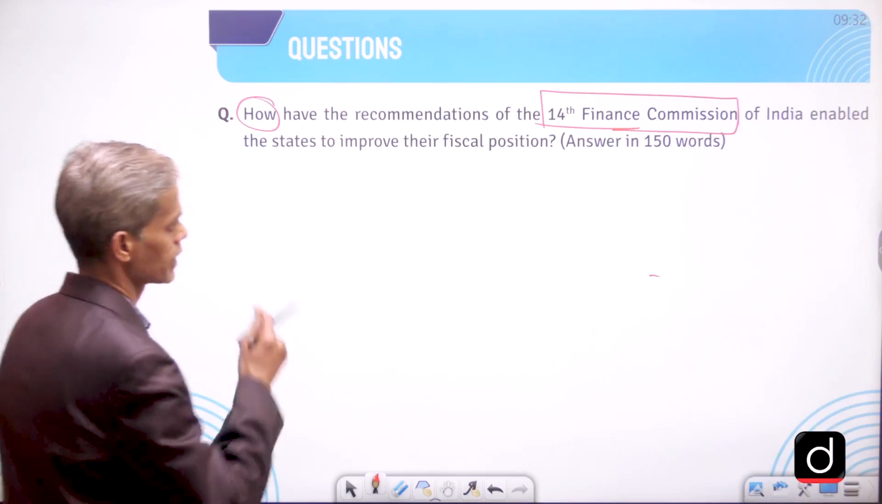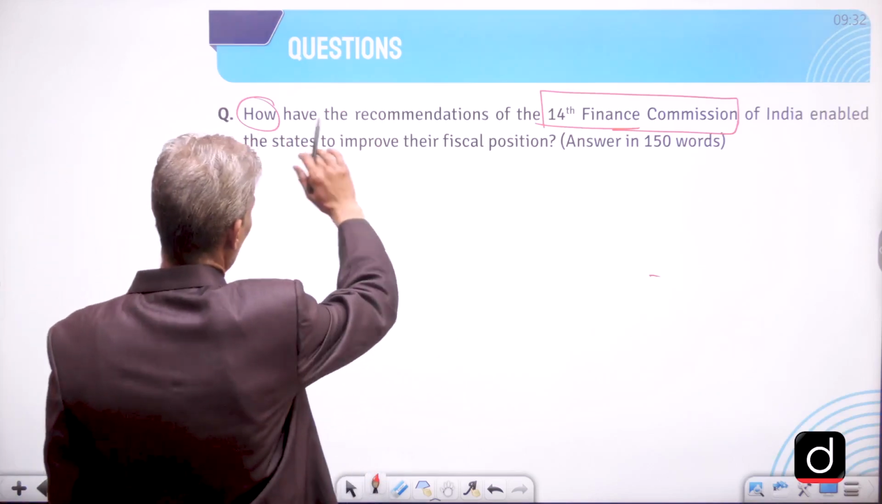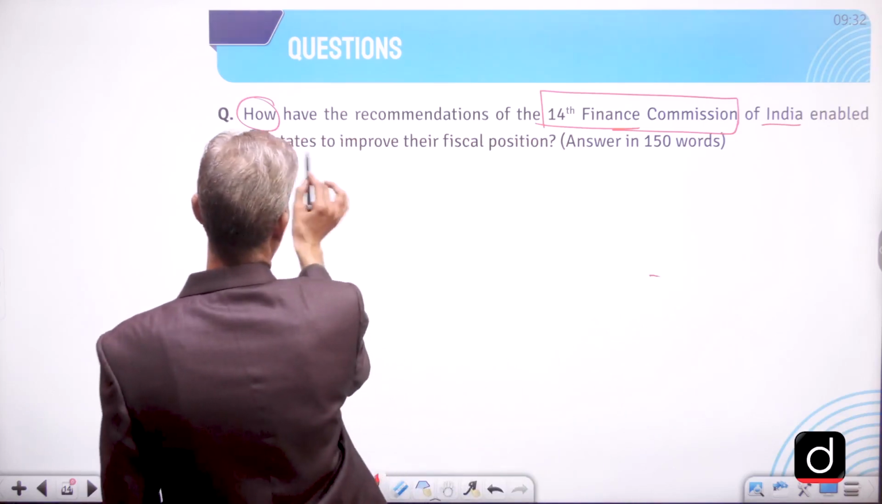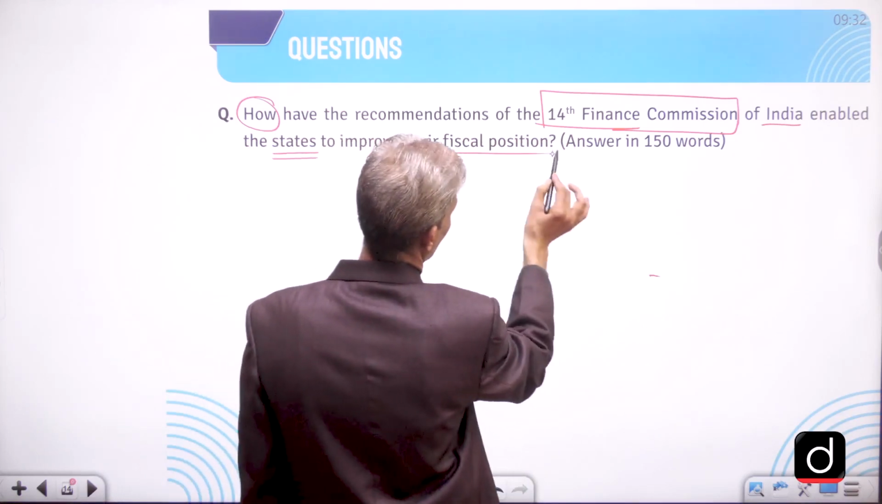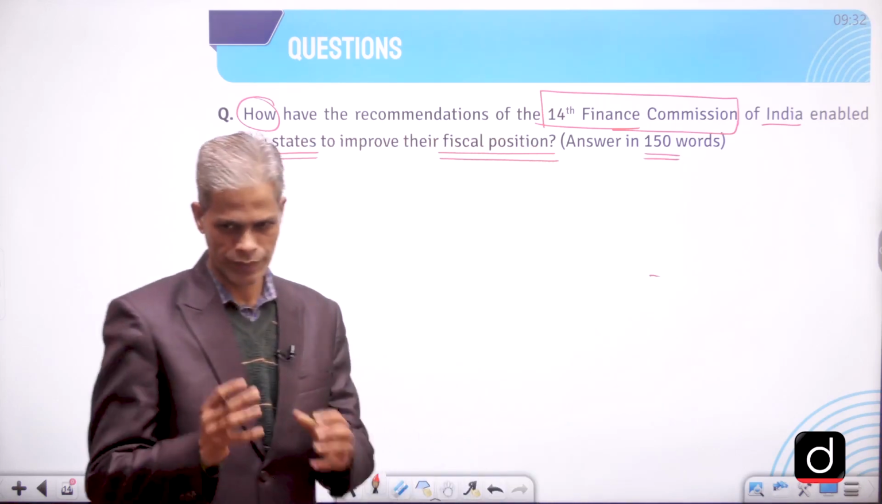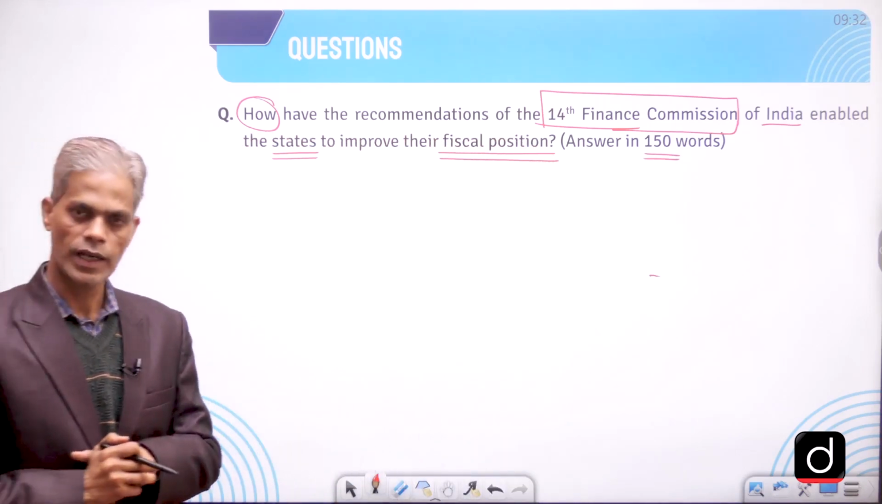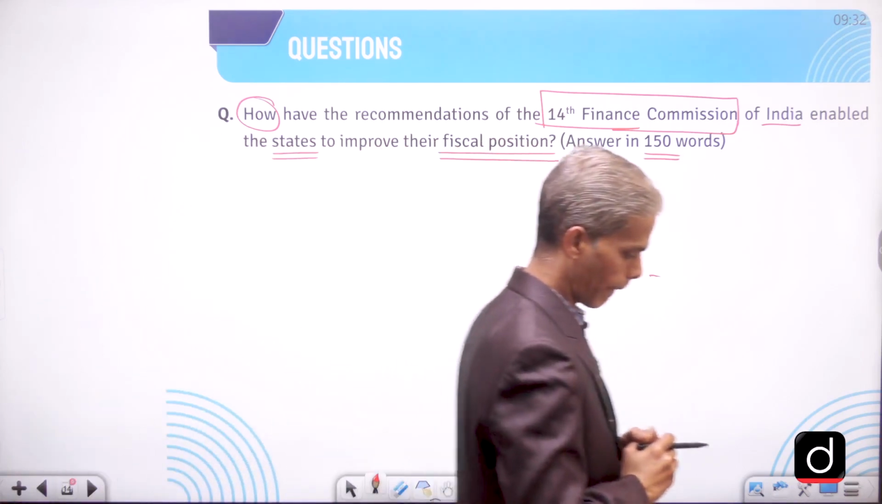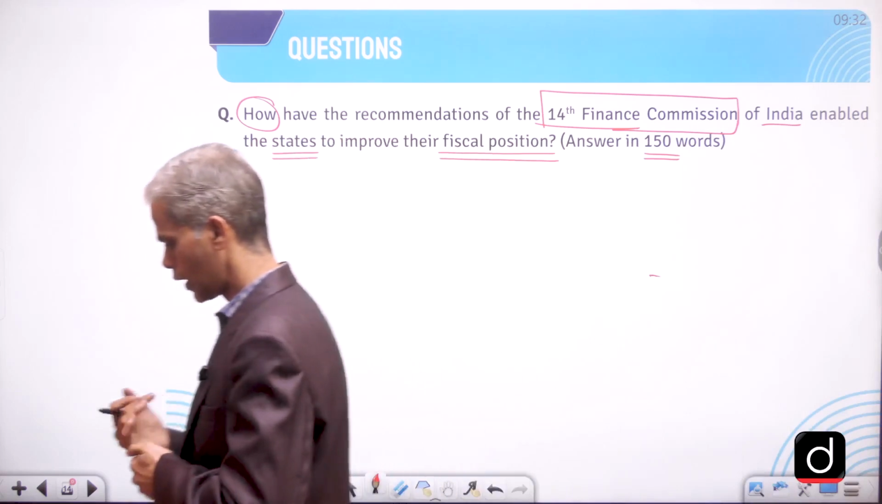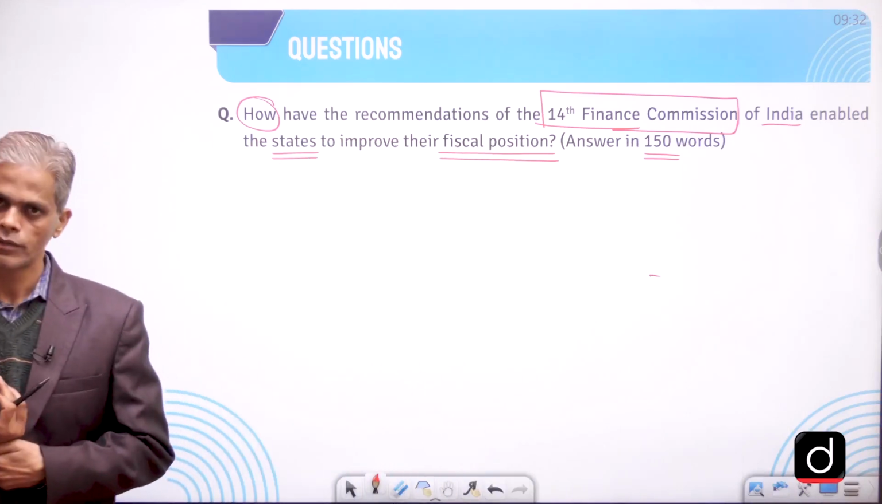So let's see what the question is saying. How have the recommendations of the 14th Finance Commission of India enabled the states to improve their fiscal positions? Again, 150 words, very limited space to write this answer, but if you know a bit of it, it's fine. If you don't have an idea, try to write in general.